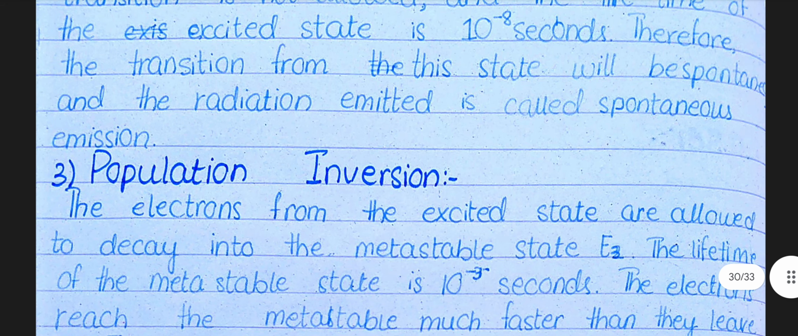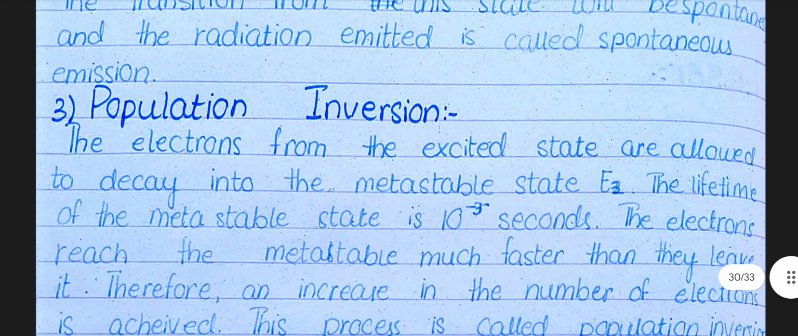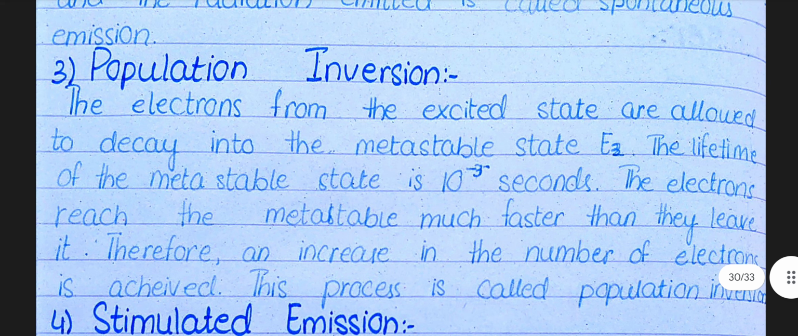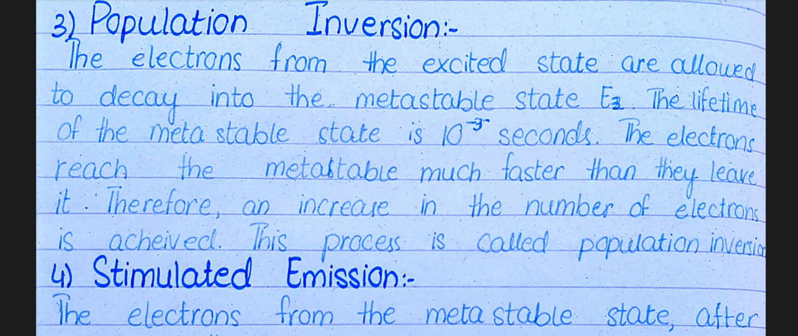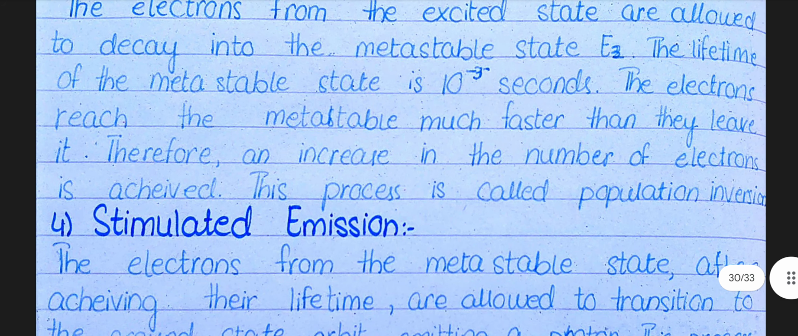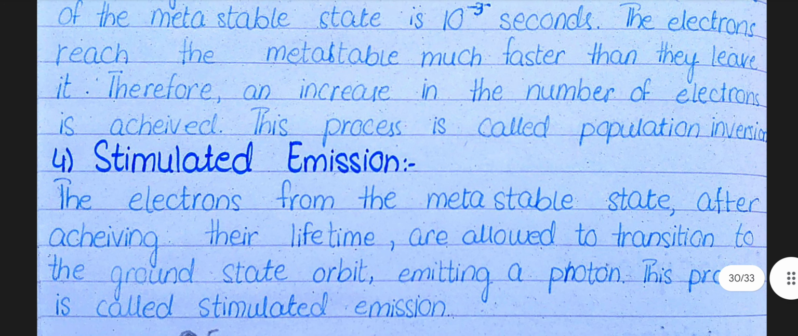Population inversion: the electrons from the excited state are allowed to decay into the metastable state E3. The lifetime of the metastable state is 10 exponent minus 3 seconds. The electrons reach the metastable state much faster than they leave it. Therefore, an increase in number of electrons is achieved. This process is called population inversion.